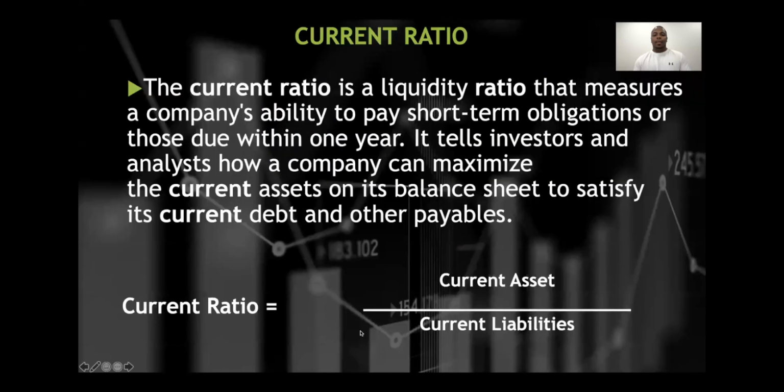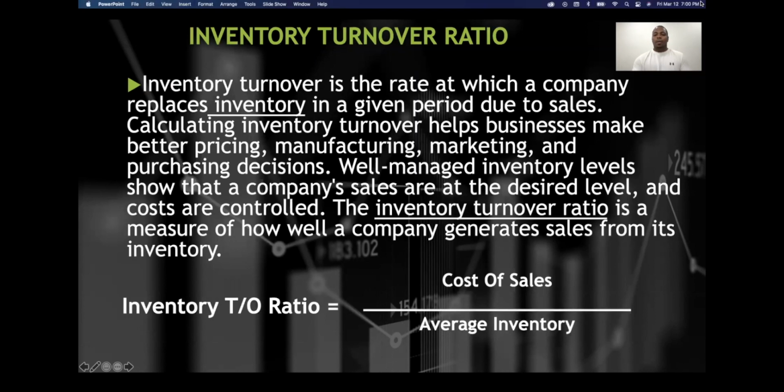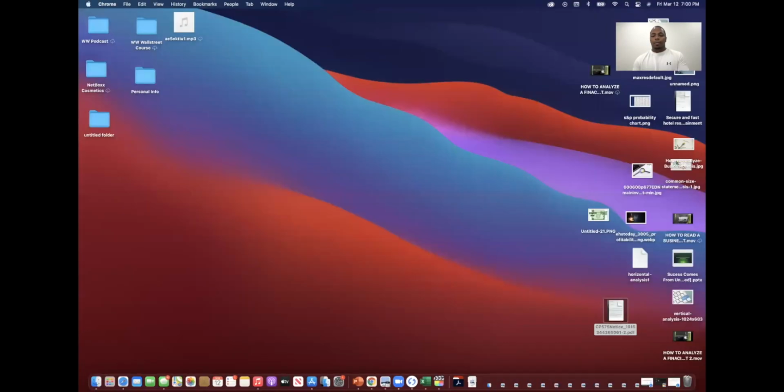And that leads us to the second ratio, quick ratio. The quick ratio, also known as the acid test ratio, offers insight into how well a company can meet its short-term obligations or immediate obligations, as in chemistry, right? An acid test provides fast results, showing how quickly a company can convert short-term assets to pay short-term liabilities. Essentially, it's a measure of a company's liquidity, right? So how do we get this liquidity? We want to know the liquidity.